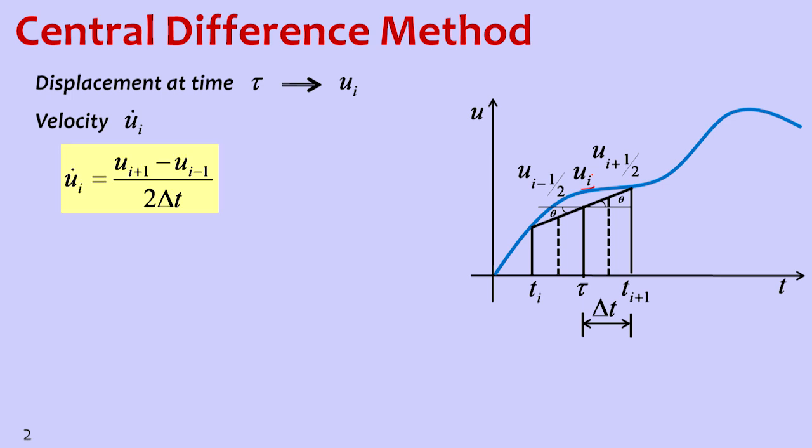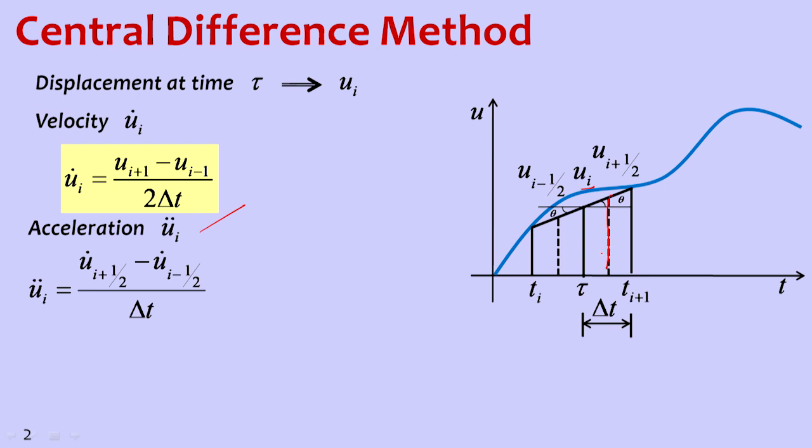So, velocity, as we know, the rate of change of displacement, can be represented in this manner: u dot i equals u i plus 1 minus u i minus 1 by 2 delta t. And acceleration is represented in this manner: u dot i plus 1 by 2, that means half, or it can also be represented in terms of i, where we have the derivation like this. So, u dot i plus half will give you u i plus 1 minus u i by delta t, and u dot i minus 1 by 2 is equal to u i minus u i minus 1 by delta t.